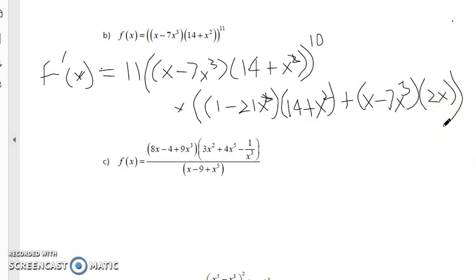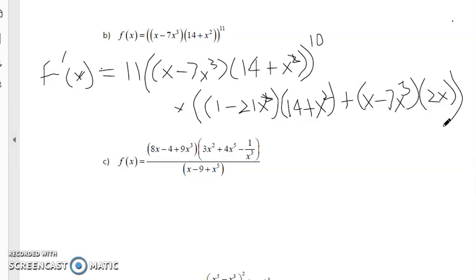Now, believe it or not, that's your derivative. It's kind of long. It can be simplified if you wanted to simplify it, but it's probably not necessary. I think I'd probably leave it just like that right there. You can try to simplify it if you like.